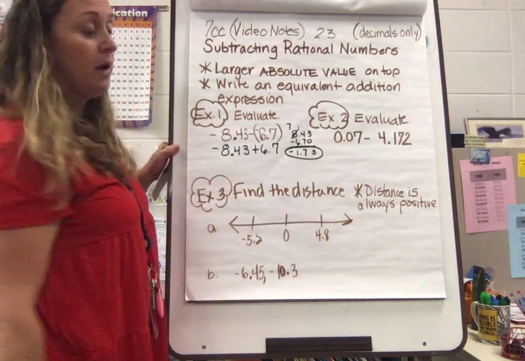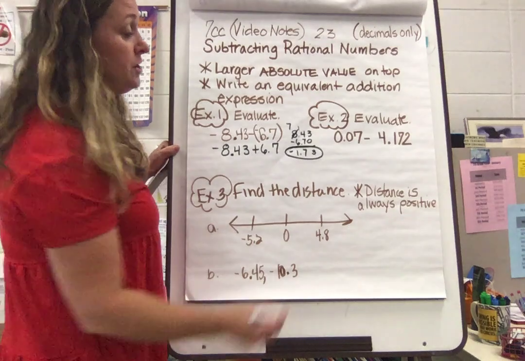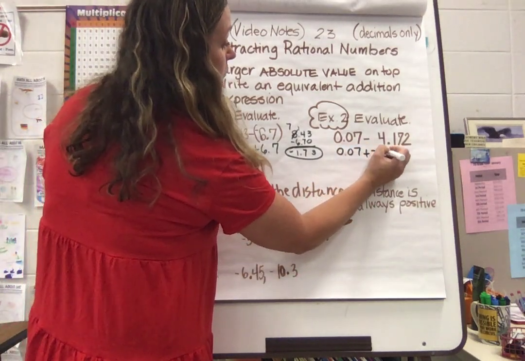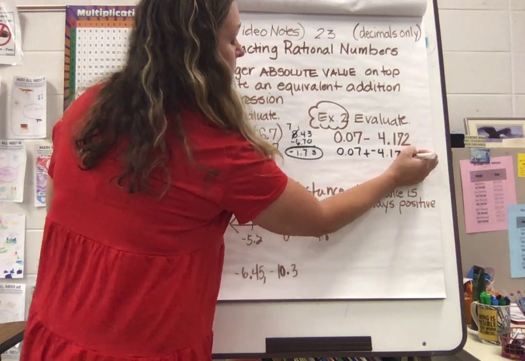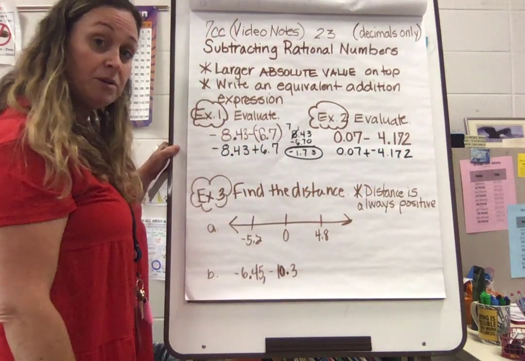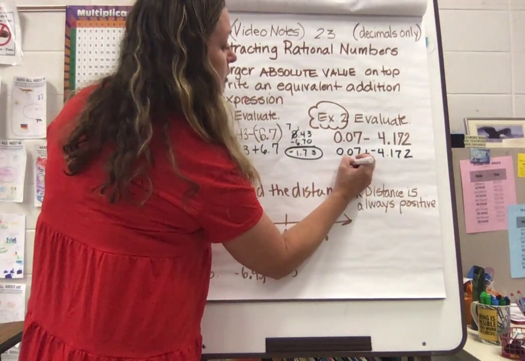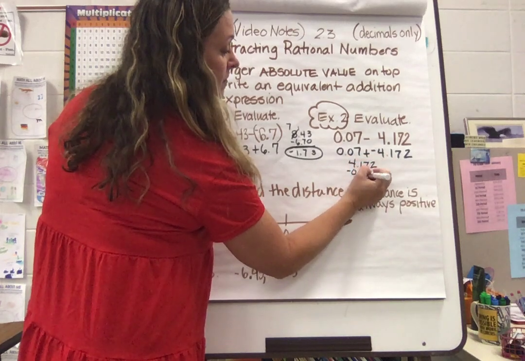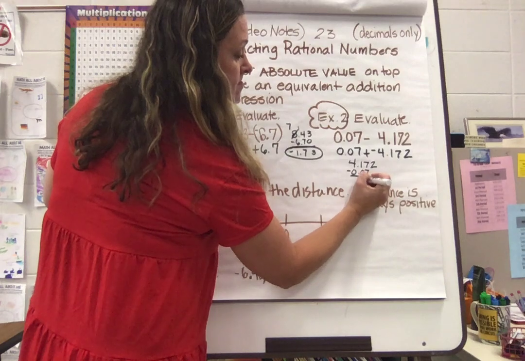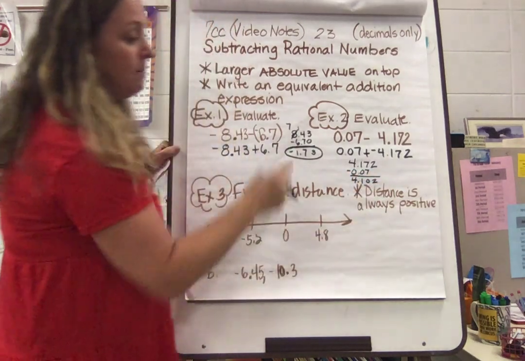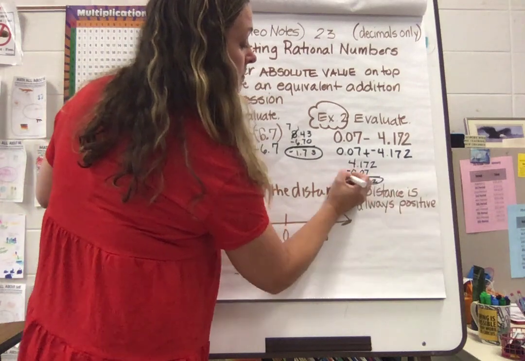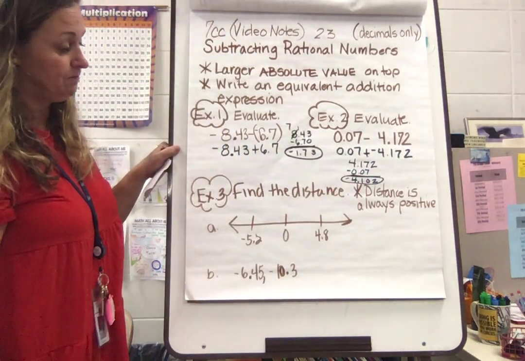In example 2, I'm going to rewrite that using an equivalent addition expression. So 0.07 plus negative 4.172. I have 0 pairs and therefore I subtract, putting the larger absolute value on top. My answer is negative because I have more negatives in the original problem.